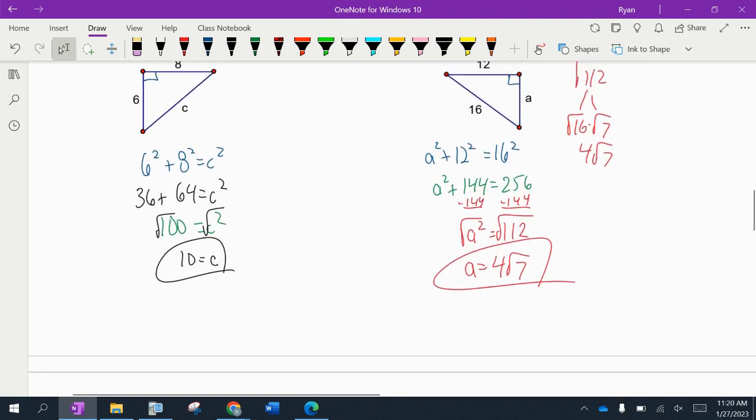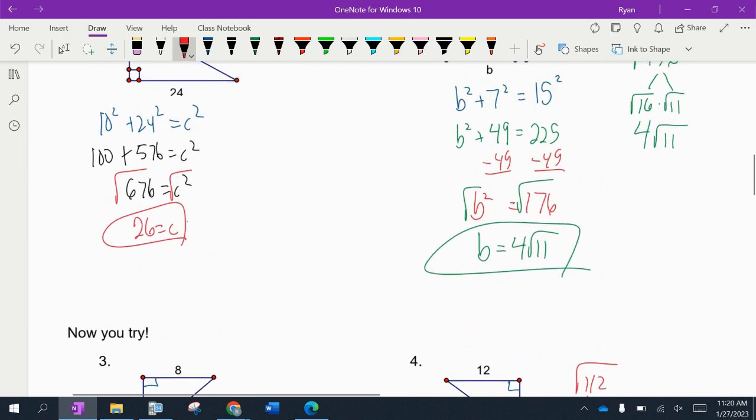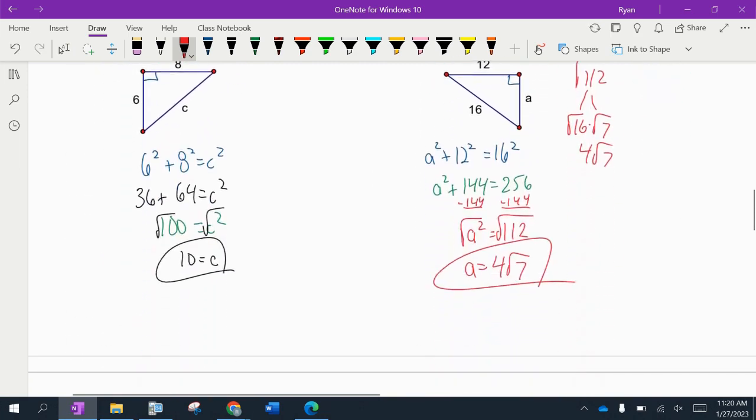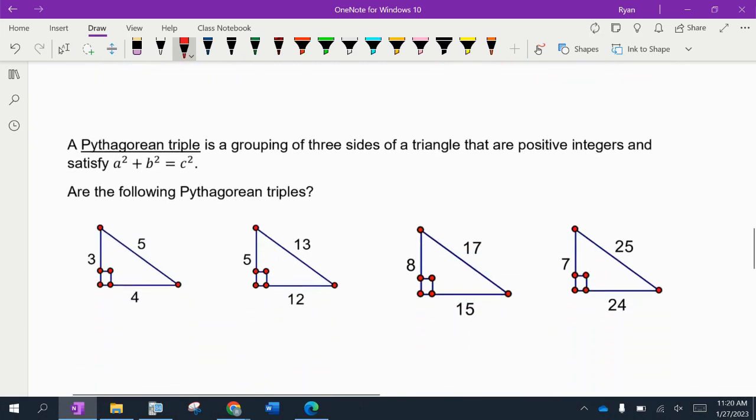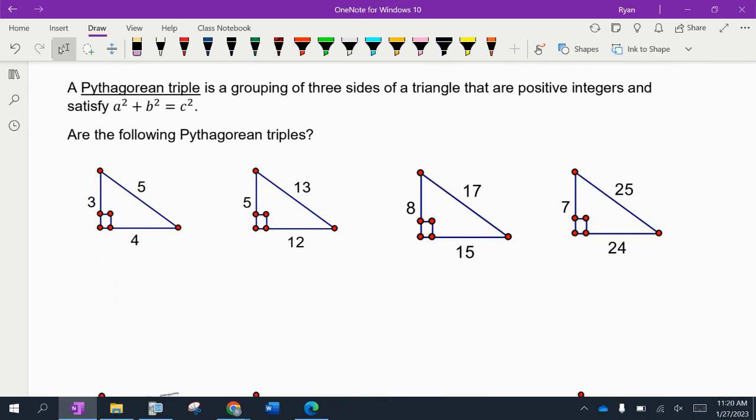I don't really like the problems when we get square roots like this or square roots like that. I'd rather have nice integer numbers for all of them. And so this is called a Pythagorean triple. When you have a right triangle and all 3 sides are integers, non-square roots, non-fractions, we call that a Pythagorean triple.